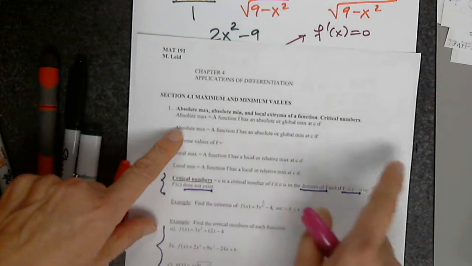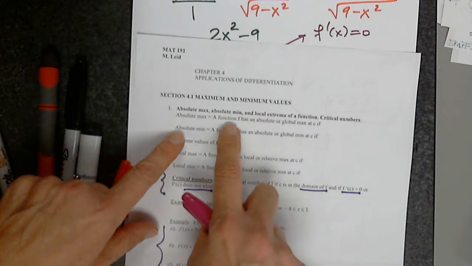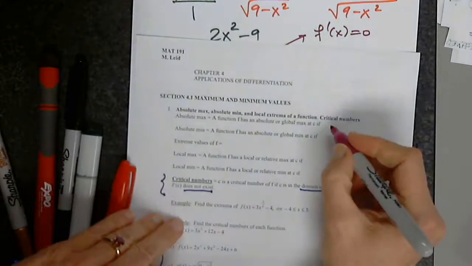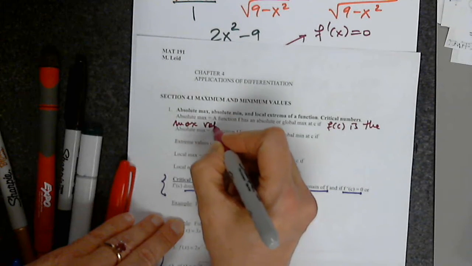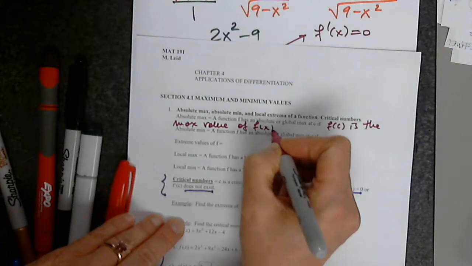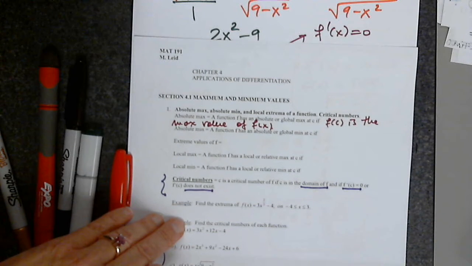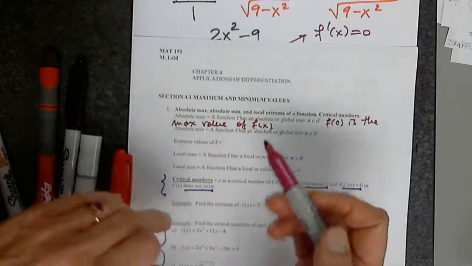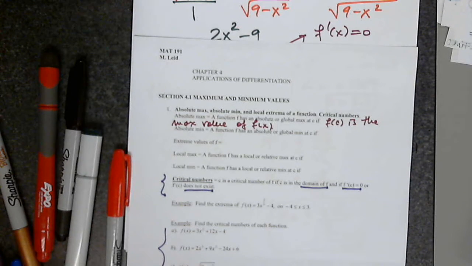Absolute max. A function f has an absolute or global max at c if f of c is the maximum value of f of x. There is nothing more than that. F of c is the maximum value of f of x. Now, what would you say about minimum?